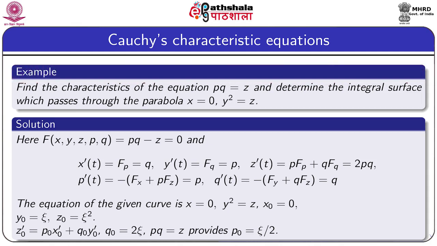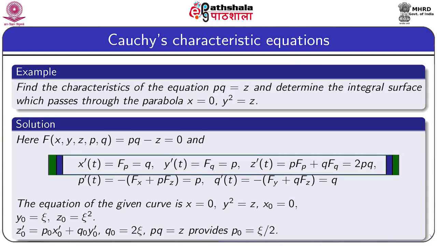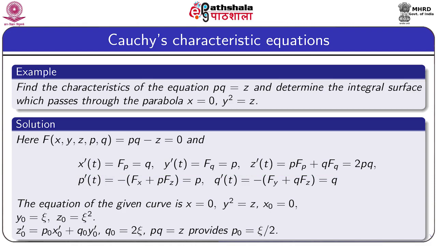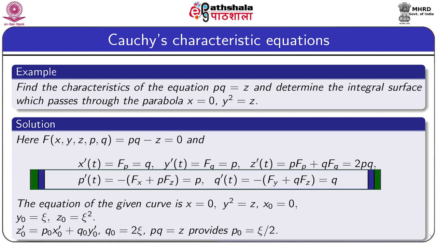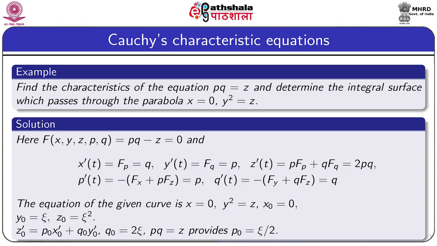We can immediately write down the corresponding Cauchy's characteristic equations, which are written here: x dash t equals Fp, which in this case is q; y dash t equals p; z dash t equals 2pq; and p dash t is p, q dash t is q. The equation of the given curve is x equals 0, y square equals z. So, our initial condition is x0 equals 0, y0 equals zeta and z0 equals zeta square. This is the parametric form of the given curve.